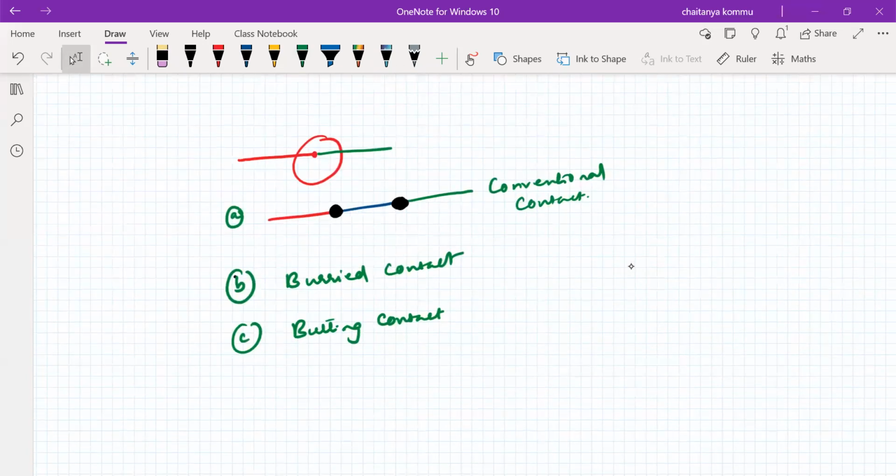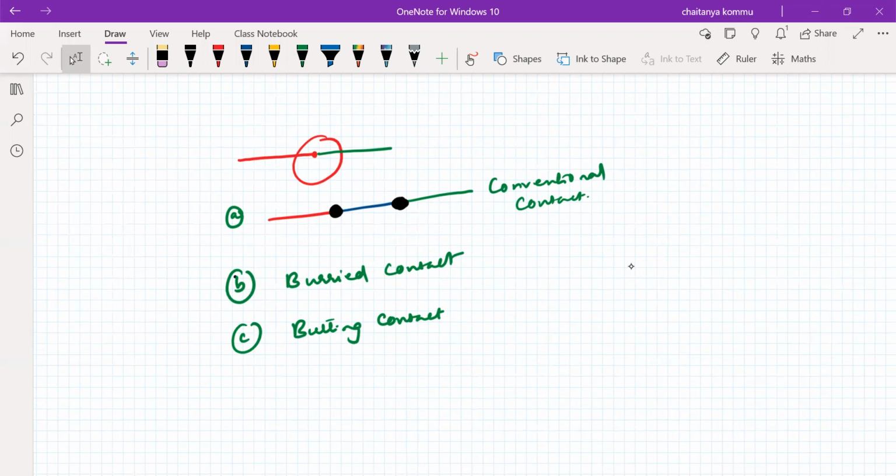Normally, the metal, polysilicon and diffusion form a transistor. That's a big problem. Therefore, if you want to establish a connection, we have to use these three approaches. The first, the conventional approach, we have seen previously. We do two contact cuts there.